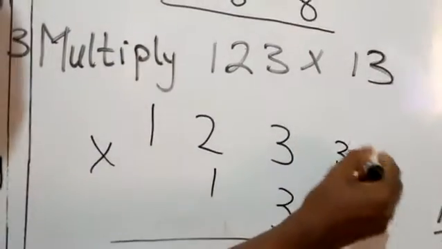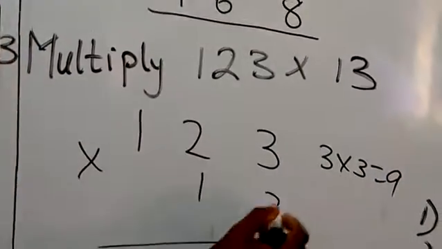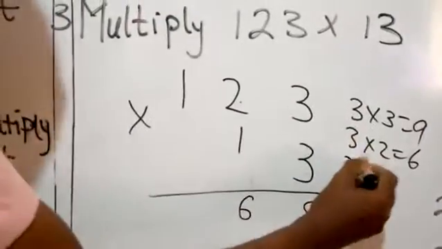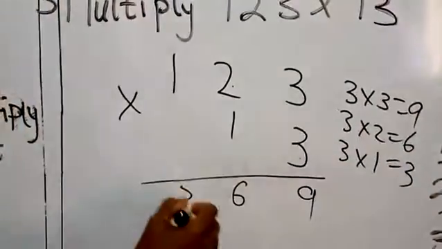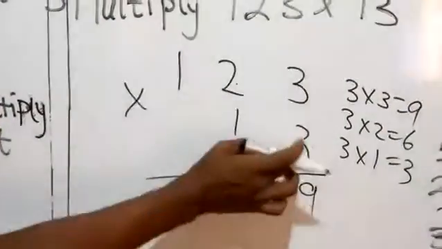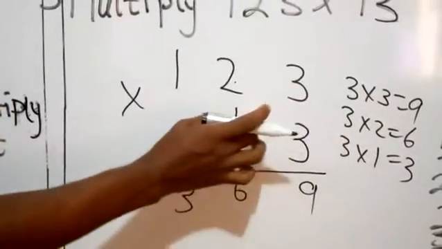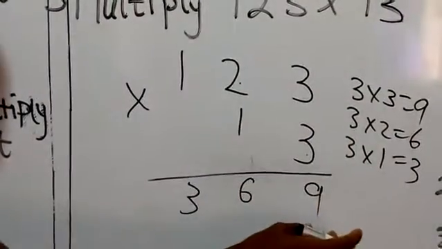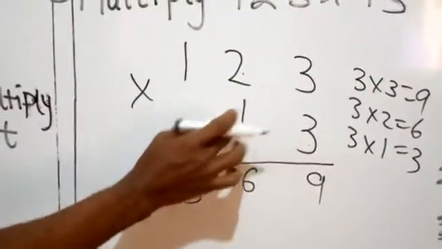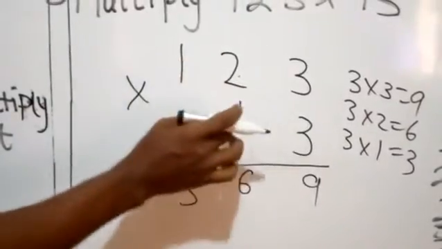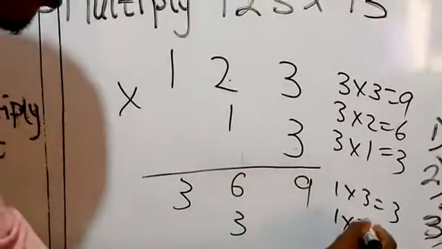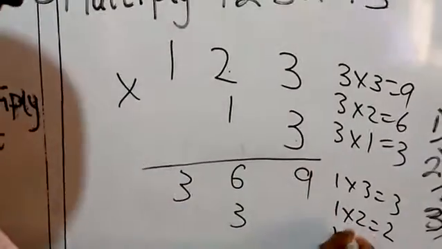Let's go. So we have 3 times 3 equal to 9. We have 3 times 2 equal to 6. We have 3 times 1 equal to 3. Remember, with the first numbers we multiply, we write the answer under here because we're starting with this 3. Now, if we move over to 1, we're not going to start our answer from here. We'll start from here because this is where we are working. So we have 1 times 3, 1 times 2, 1 times 1. 1 times 3 is equal to 3. 1 times 2 is equal to 2. And 1 times 1 is equal to 1.